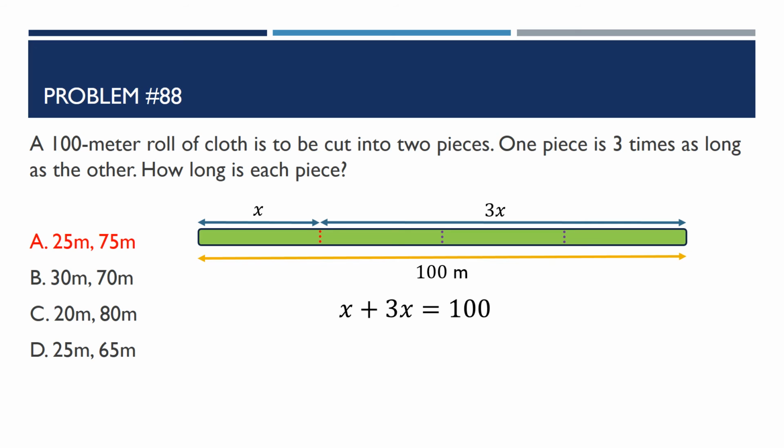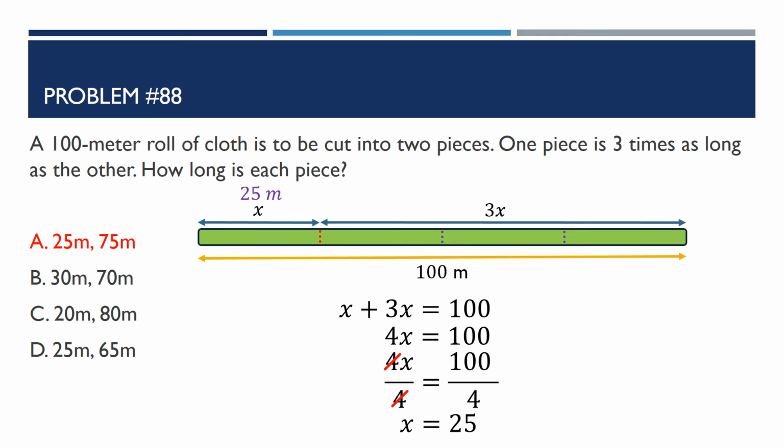Let's combine x and 3x. It's 4x, and then we're going to divide both sides by 4, so that the 4 will be cancelled. So x is 100 divided by 4, which is 25. That means this part is 25 meters, and the other part, which is 3 times 25, is 75.